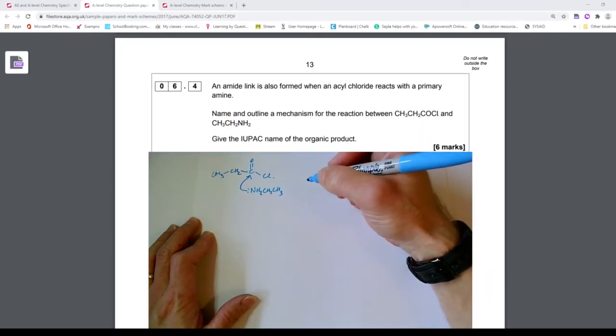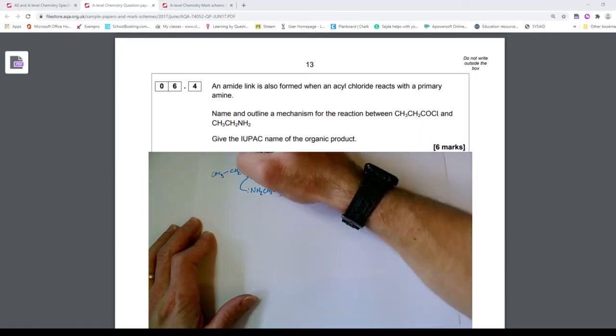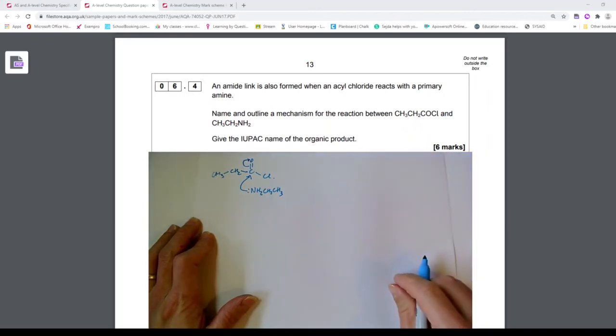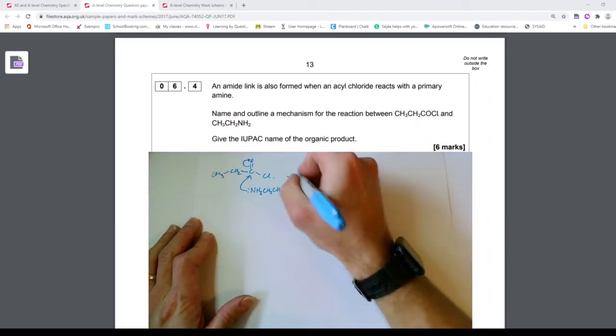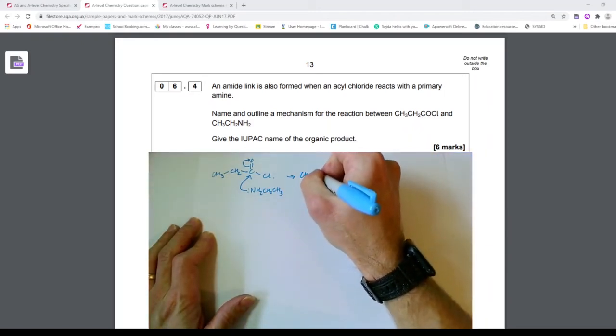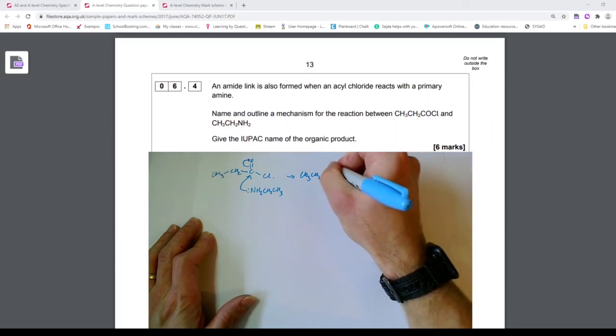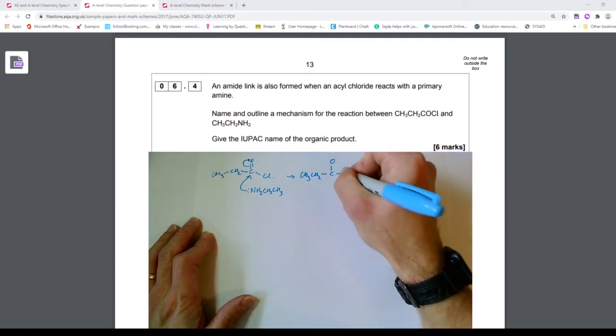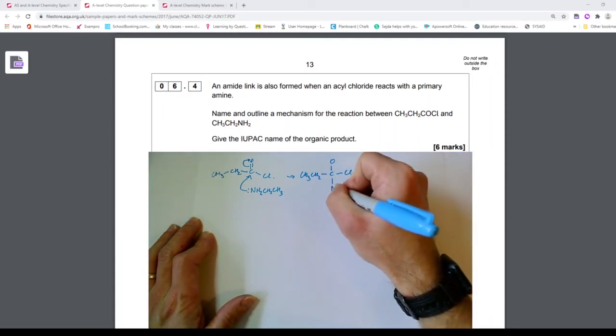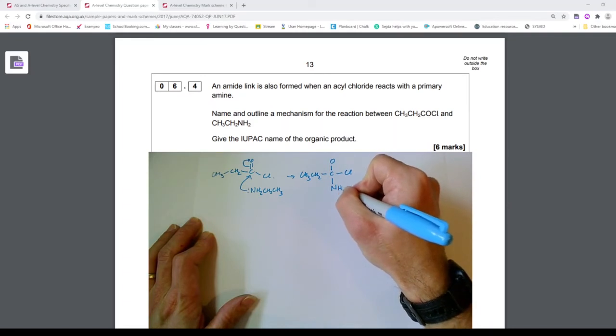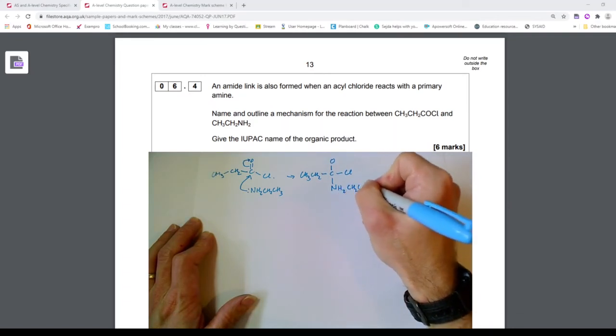Lone pair electrons attracted to the carbonyl carbon. The electrons of the carbonyl go to the oxygen. Okay, first step done. So CH3, CH2, O, Cl, NH2, CH2, CH3.